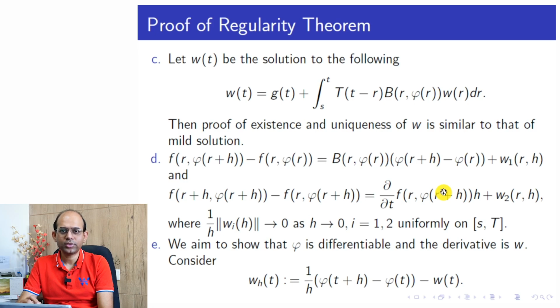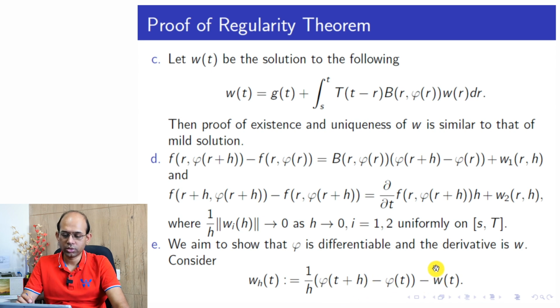Welcome. What we have seen till now is that W_h(t), which is defined as 1 over h (phi(t+h) - phi(t)) minus W(t). So this term, what we would like to show is that it goes to 0. Why? Because if we show that this goes to 0, then that asserts that phi is differentiable, because this is the finite difference, and then we will also confirm that the derivative is nothing but W. So this is the thing we are going to prove now in a few steps.